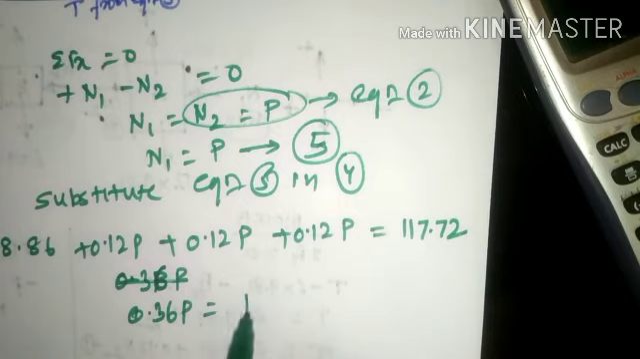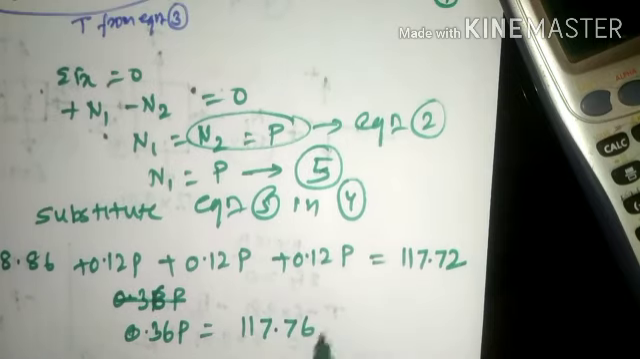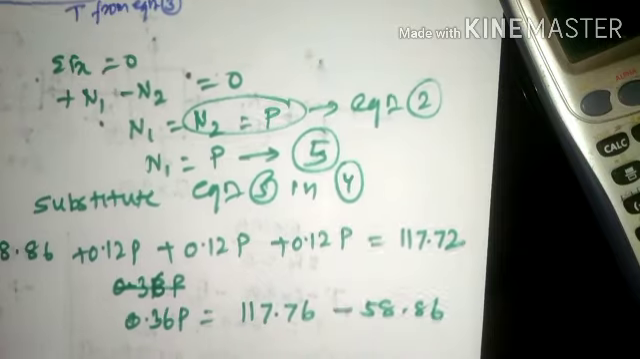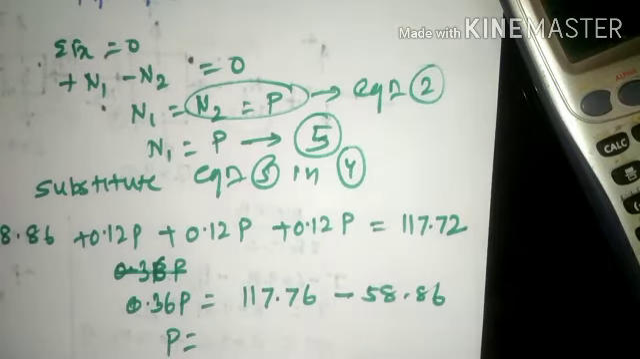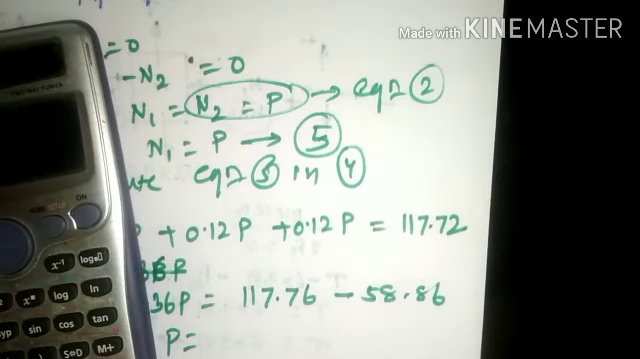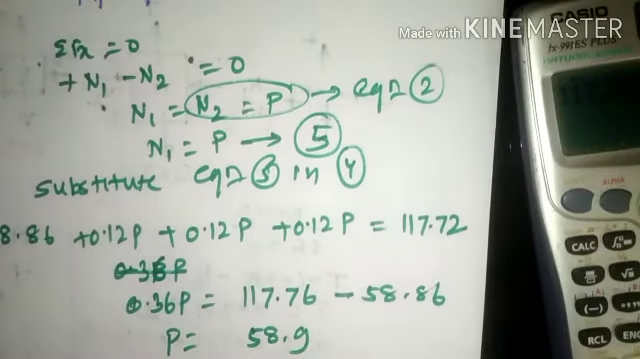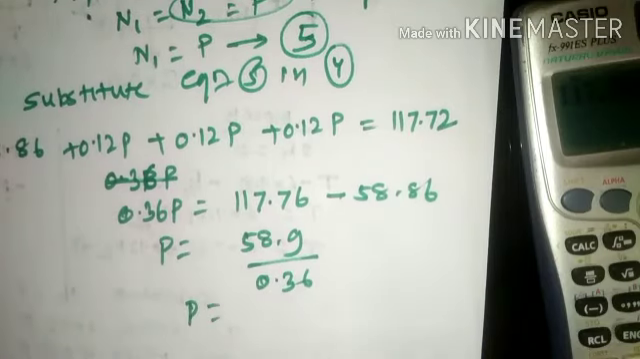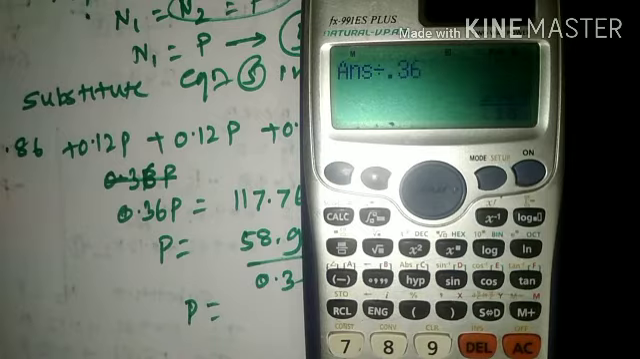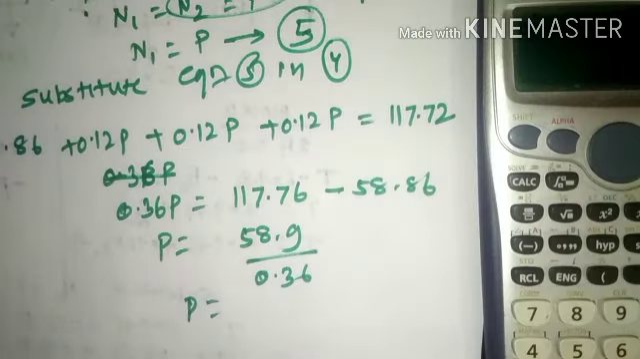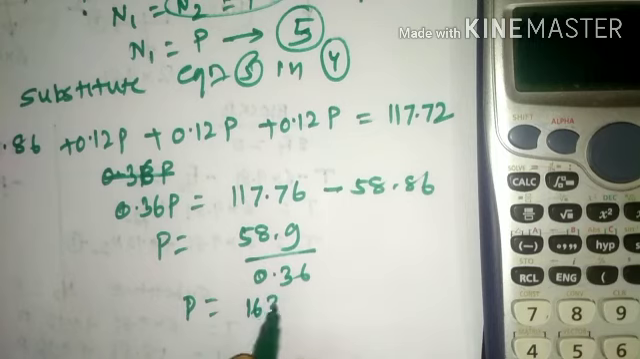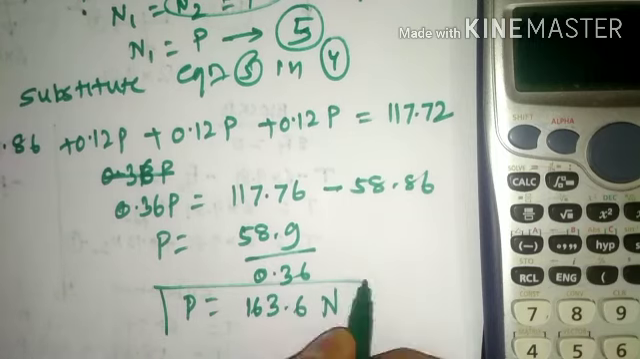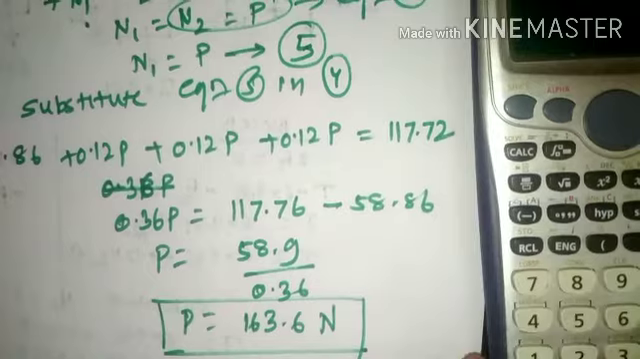0.36 times P is equal to 117.72 minus 58.86. So P value will come out to 117.72 minus 58.86, which comes out to 58.86, divided by the coefficient of P, 0.36. So P value shall come out as 163.6 Newton. So this is how we are supposed to find out the value of P.